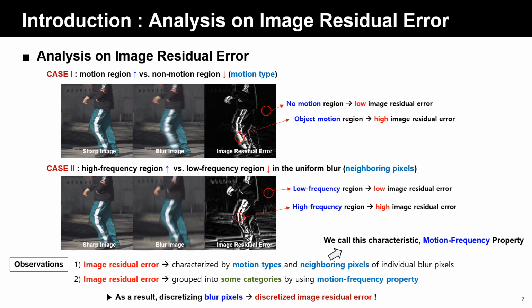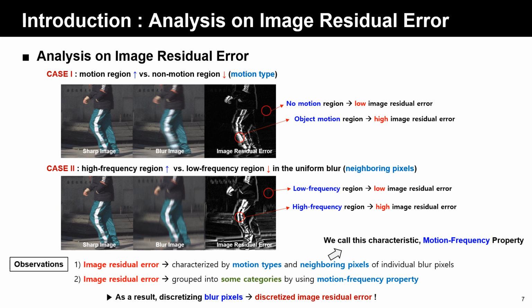In this case, the image residual error is characterized and categorized based on how complex the neighboring pixels are, I would say, spatial frequency. The image residual error is characterized by its motion type and neighboring pixels. We call this characteristic motion frequency property. So, using this motion frequency property, we can discretize blur pixels and then obtain the discretized image residual error.